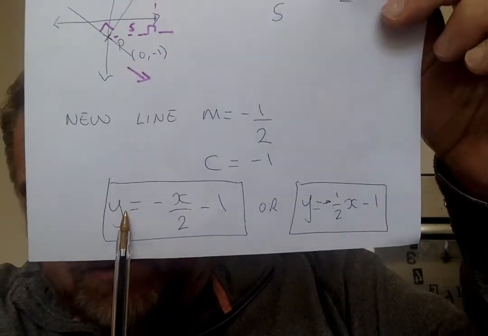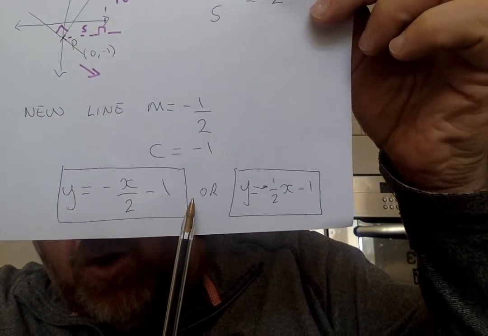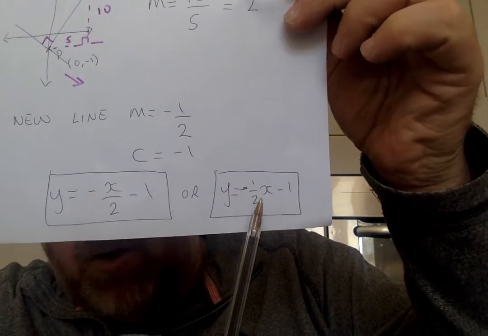Some people like to write it as y = -1/2 x - 1. Both are the same, just depending how you want to write it. So y equals -x/2 - 1, or y equals -1/2 x - 1. Hope you got that.